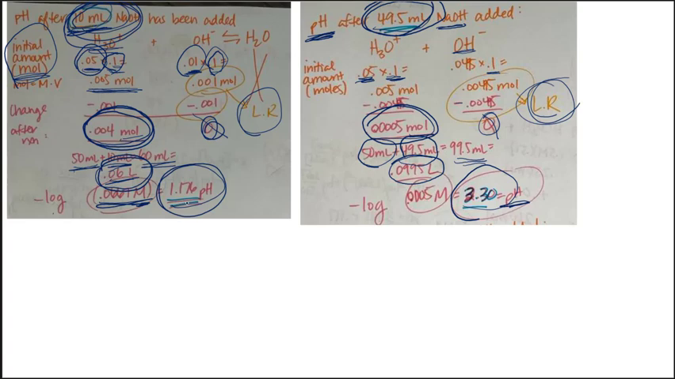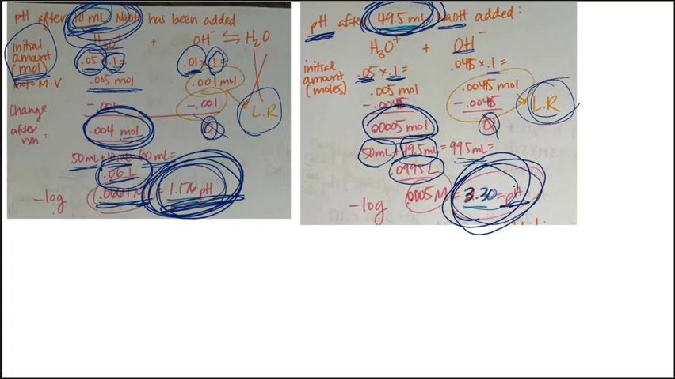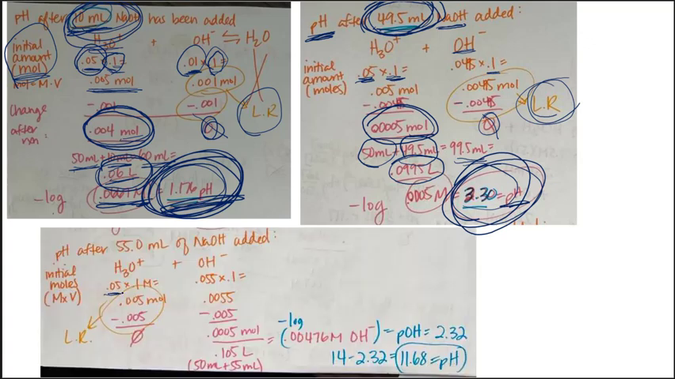So after adding 10 milliliters, I had a pH of 1.176. After adding 49.5 milliliters, I had a pH of 3.3. Let's see what happens when I go to 55 milliliters of sodium hydroxide. I still have 50 mils of HCl. I still have a concentration of 0.1, so I still have 0.005 moles of HCl. Let's look at our OH. After adding 55 milliliters, my volume is 0.055 liters times the 0.1 molar, so I have 0.0055 moles of base.